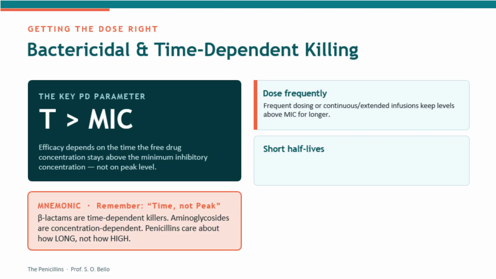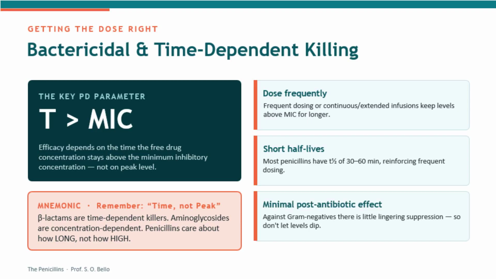Having seen how penicillins kill, let's talk about how we dose them, because this is high yield for exams and for practice. Penicillins are what we call time-dependent killers. The pharmacodynamic parameter that predicts success is the time that the free drug concentration spends above the minimum inhibitory concentration of the organism, written T greater than MIC. Notice what that means. It's not about how high the peak is, it's about how long we stay above the threshold.